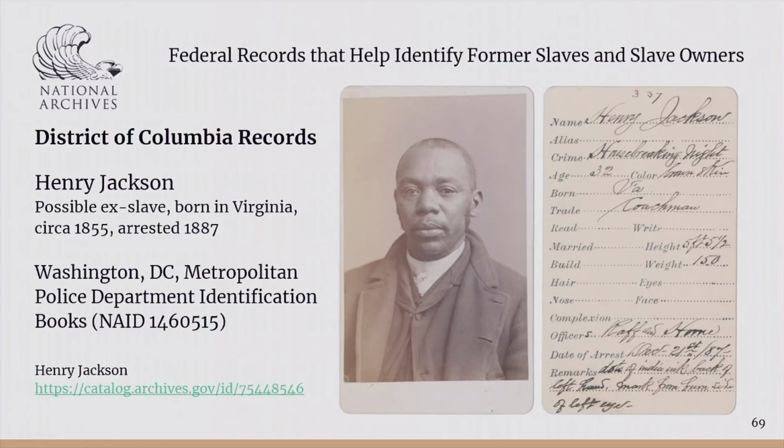So here is Henry Jackson, who was born in Virginia, as it says on the card, B.A., about 1855, based on his age of 32 years when he was arrested in 1887. I felt that he was possibly an ex-slave because he was born in Virginia before the end of the Civil War. That would be subject to further research of someone who would be interested in that. But again, it's a possible former ex-slave for whom there is an image.